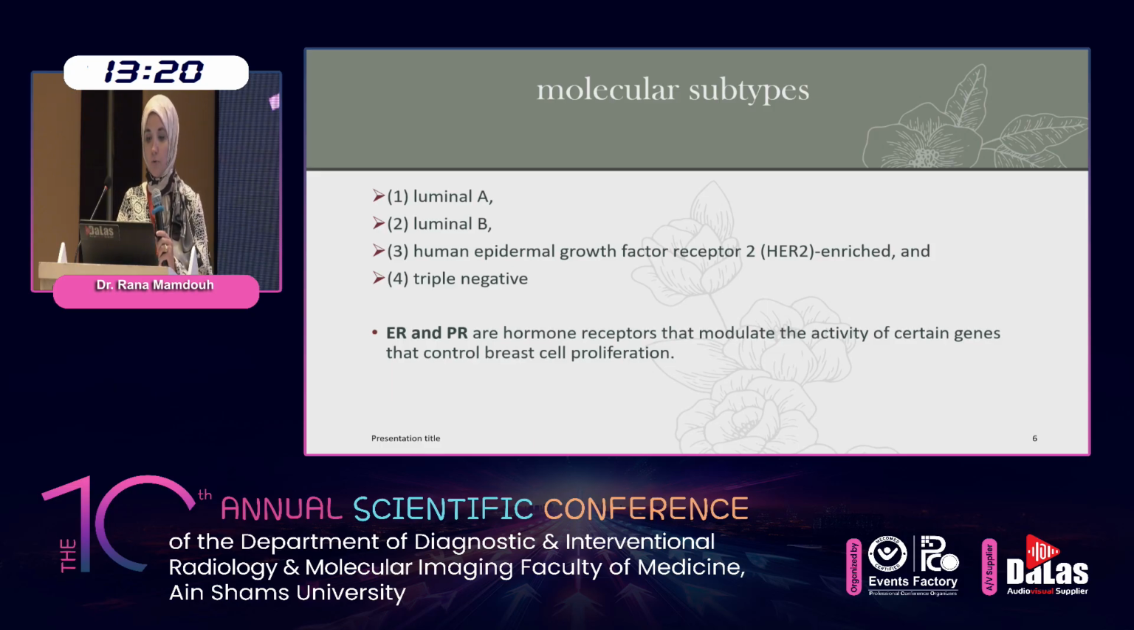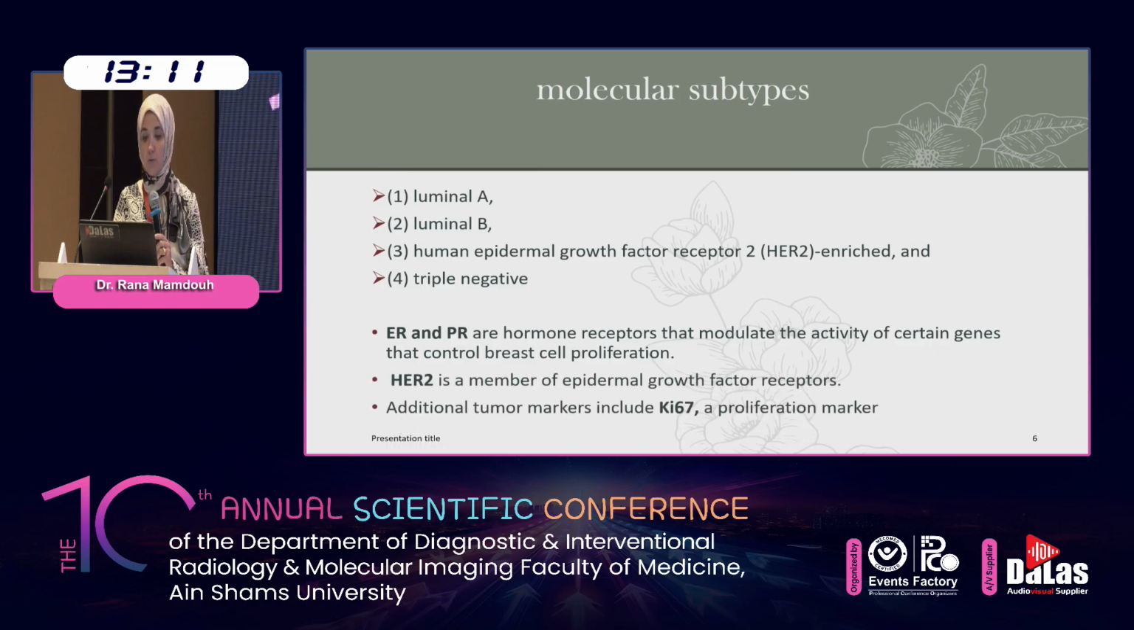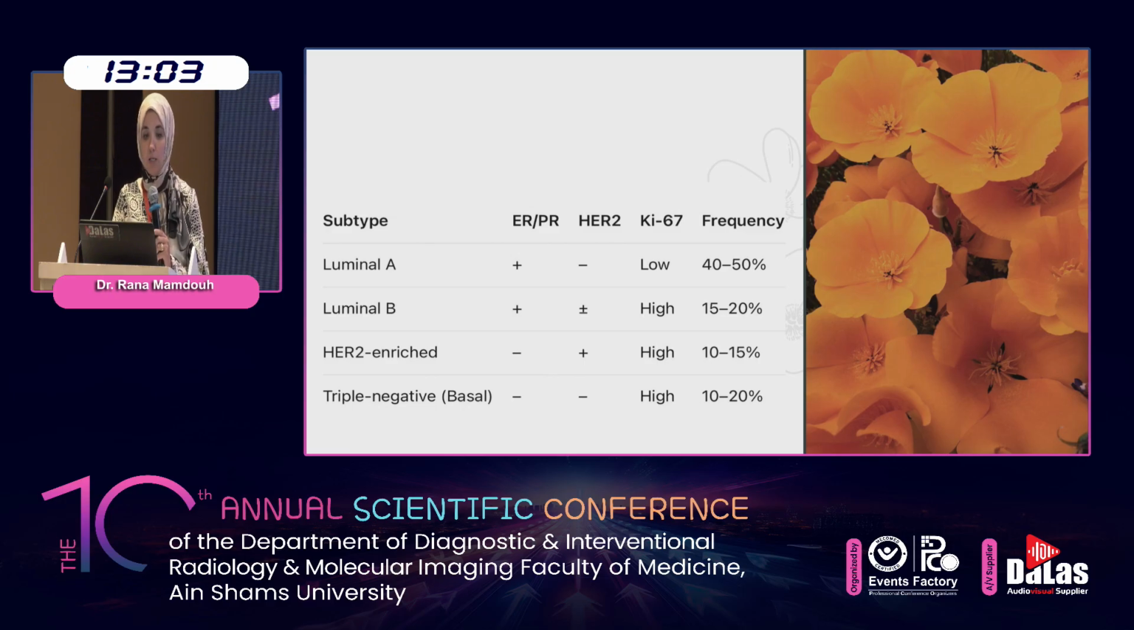Estrogen and progesterone hormone receptors modulate the activity of certain genes that control breast cell proliferation, and HER2 is a member of the epidermal growth factor receptor family. Additional tumor markers include Ki-67, which is a proliferation marker. Luminal A is the most common subtype, near 50% of cases. It is positive for estrogen and progesterone receptors, but negative for the HER2 receptor, and low in Ki-67.